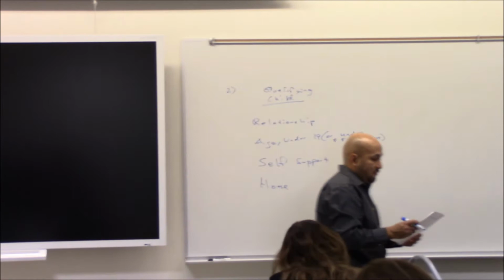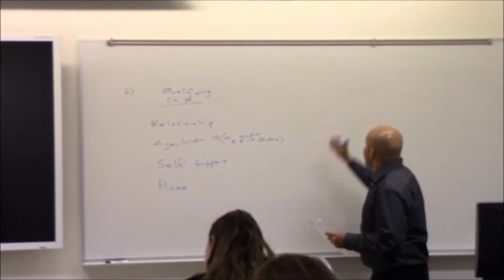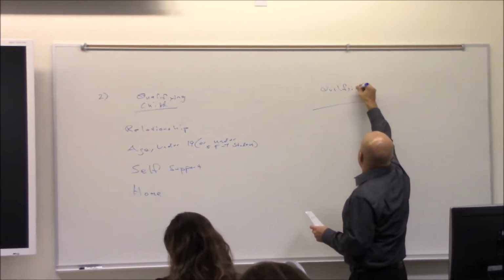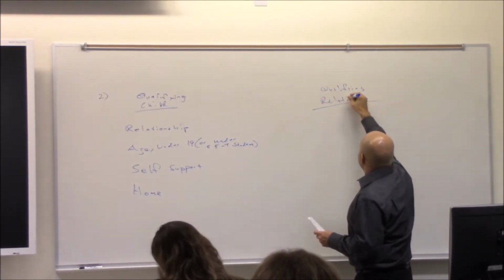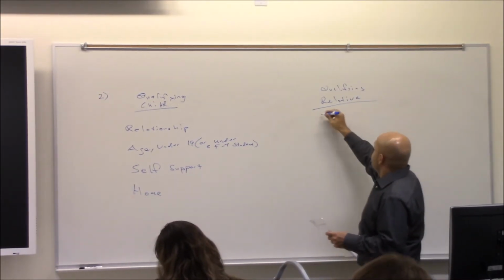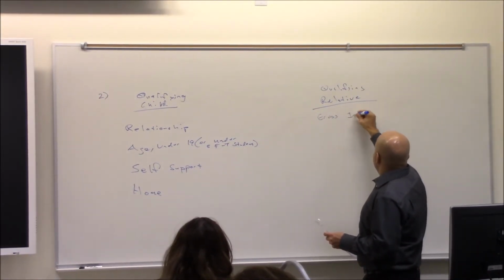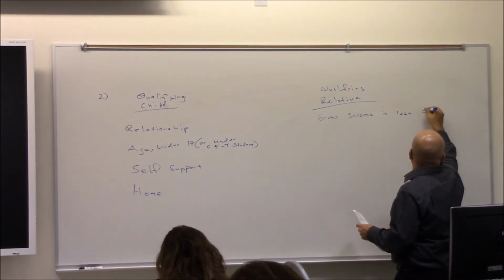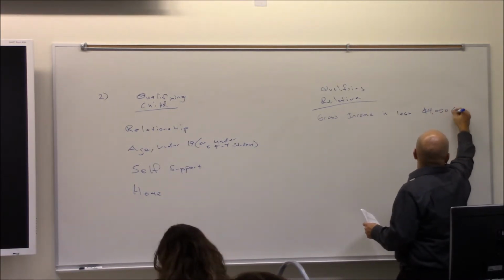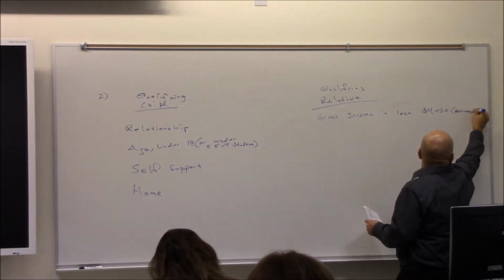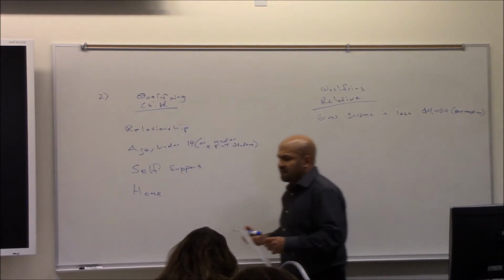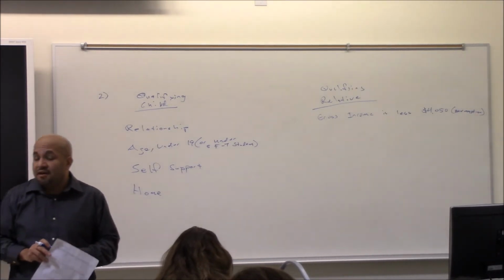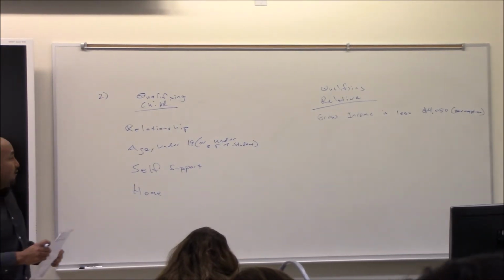Now we need the tests for qualifying relative. What are the rules for qualifying relative? Number 1, gross income. Gross income has to be less than 4,000, or again, whatever the exemption amount is. For 2016, the exemption amount is 4,050. So the gross income has to be less than whatever the exemption amount is for that given year.